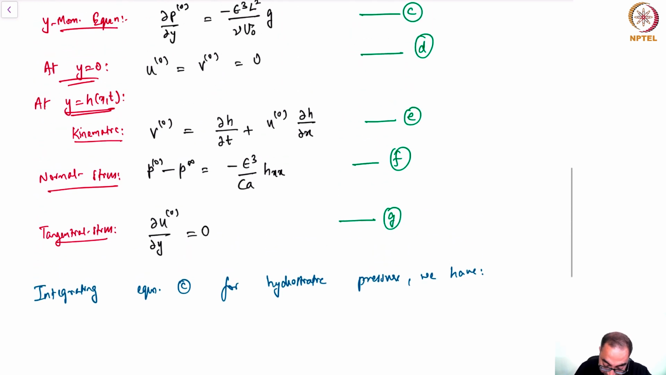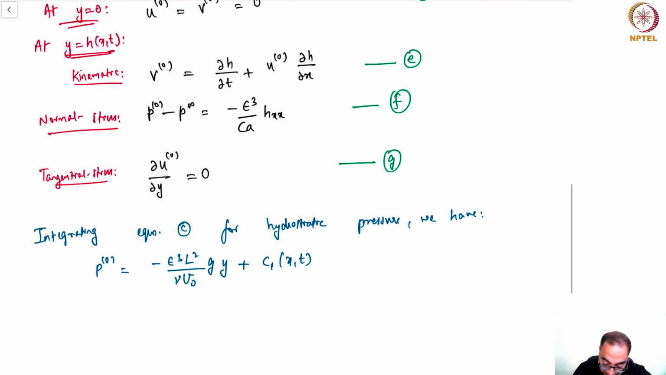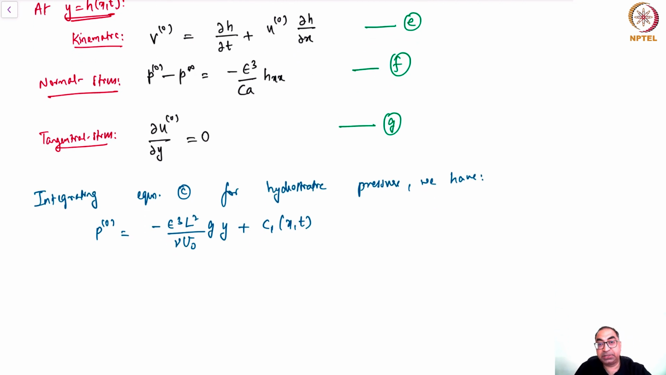So the equation that we have is there on the screen. We have P0 equals minus epsilon cube L square by nu u0 times G times y plus an integration constant C1. But since this is a partial derivative with respect to y, when I'm doing an integration with y, I have an integration constant which can be a function of x and t. Now I can use this pressure in the normal stress balance, that is equation F, to get the constant C1.